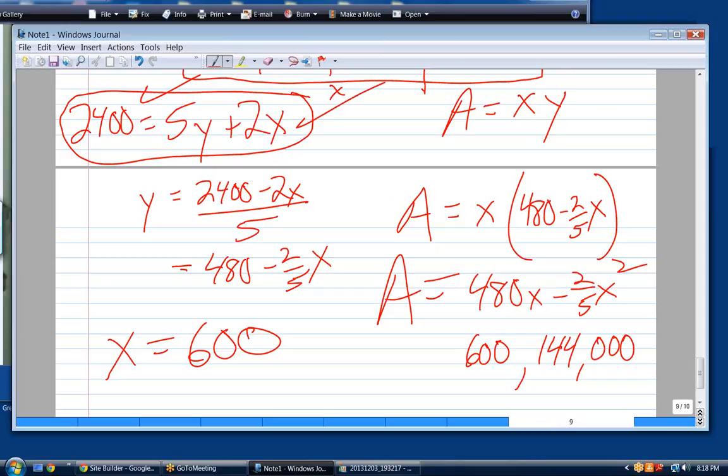In the first formula or the second? The first one. Well, I guess you could use the second one since you know that it's 144,000. Yeah, let's use the second one. It's actually easier. So what is 144,000 divided by 600? That's Y. 240.